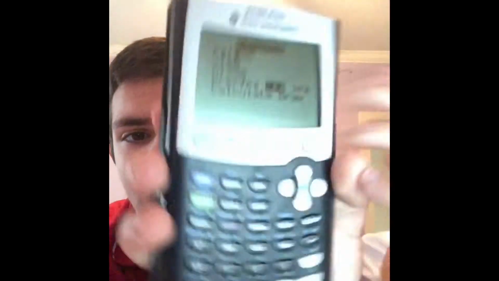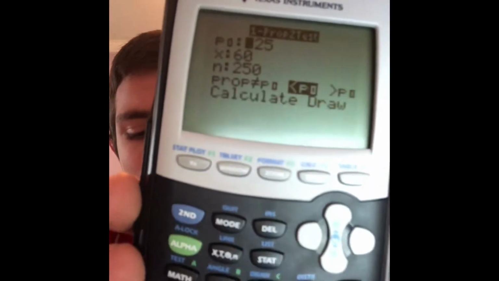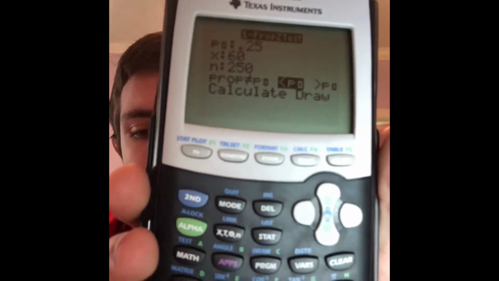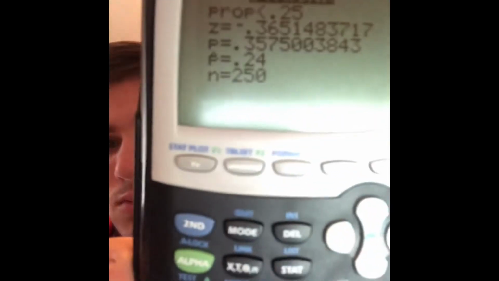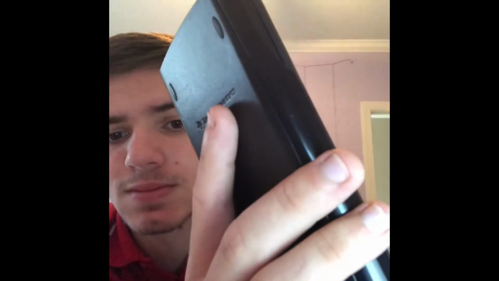Okay, number 3 in your toolbox is the actual calculations. So if the initial P is 0.25, the probability is 0.25, and then the people that did whatever it was said there were 60 of them, and then the sample was 250. And then we would say that our alternative hypothesis is that 0.25 is too high. So we hit calculate, and then it gives you your P, your Z, your P hat, and your N. So your P is 0.357.